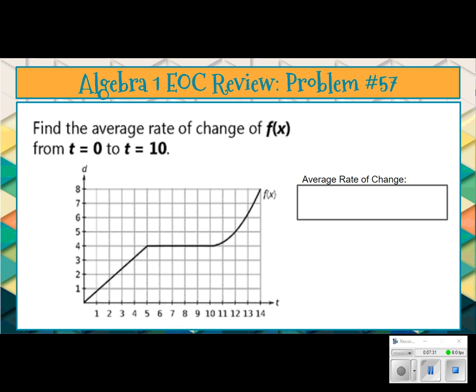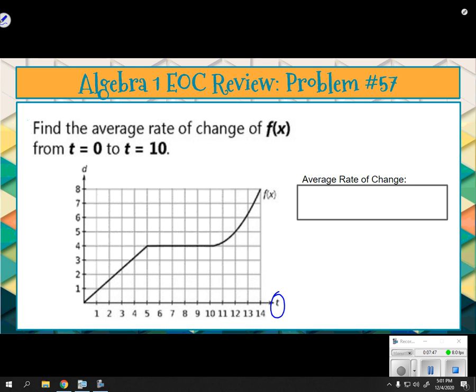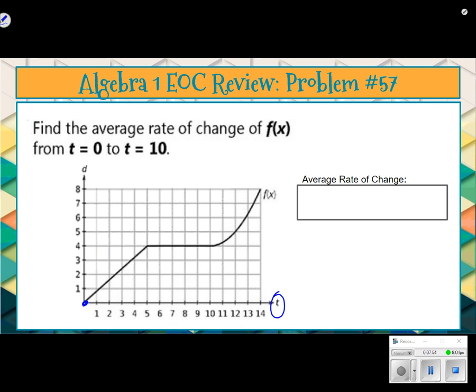Here's problem number 57. Average rate of change is just slope, guys, just slope. They give you two t values, and notice this is the t-axis, so those are really x values. They want you to go from x equals 0, or t equals 0, to t equals 10. If I connected those two blue points with a straight line, what would the slope of the line be?